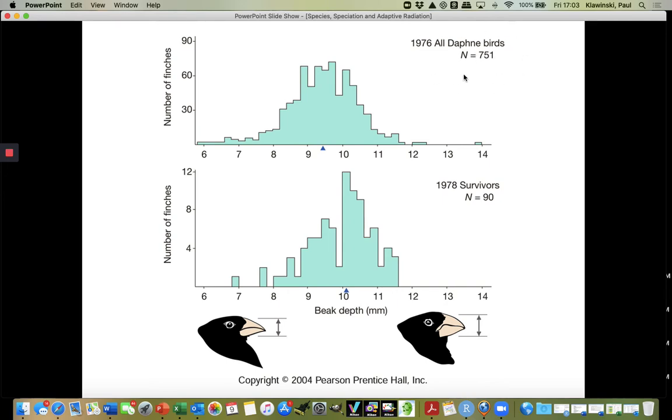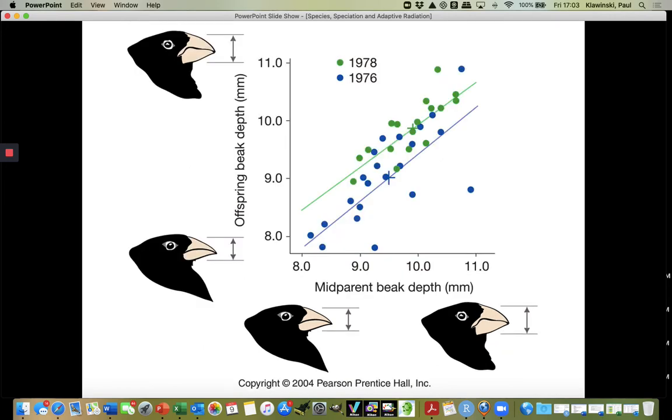These are all the Daphne birds, and these are the ones that survived, and there are many fewer of them in the post-selection population. If we look at heritability of beak depth, we have offspring beak depth on the y-axis, mid-parent beak depth on the x-axis. Once again, the slope of the correlation is the measure of heritability.